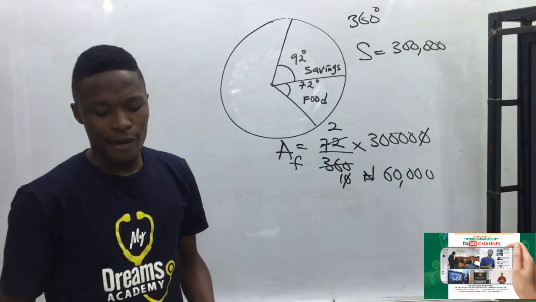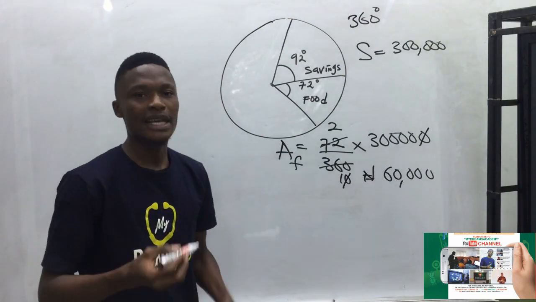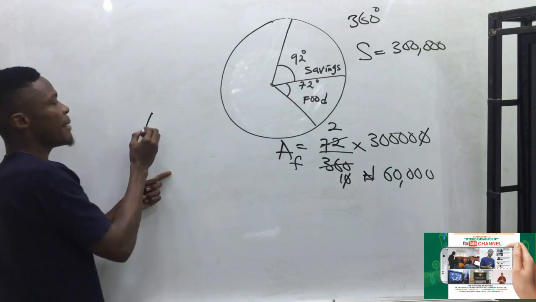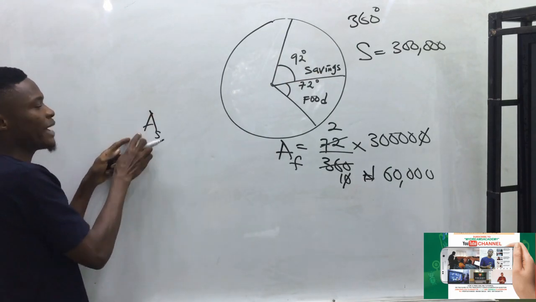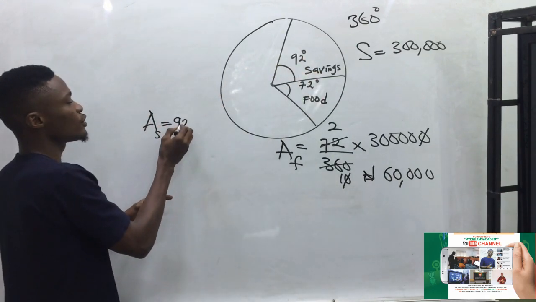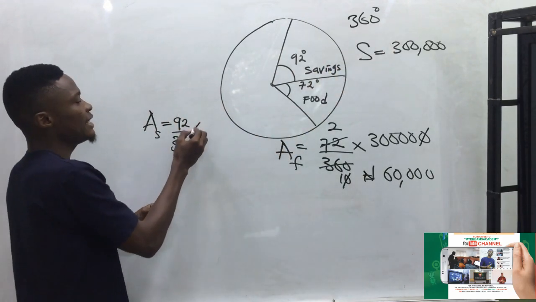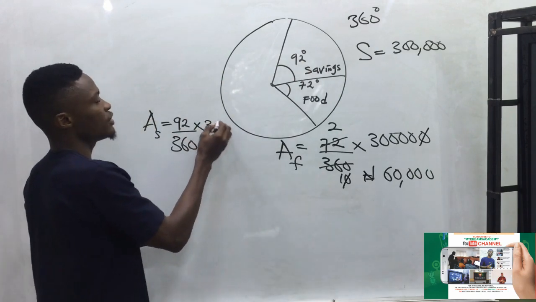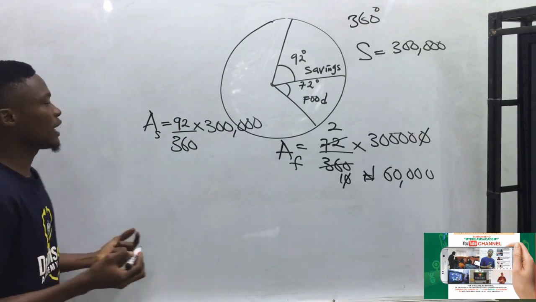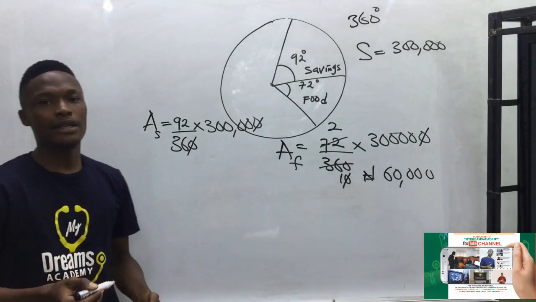Now let's quickly look at the other question. That is number 9. They said, how much is his savings? That means what amount of money did he spend on saving? So the amount spent on saving will be equal to the angle for saving, which is 92, all over the total angle, 360, then times his total salary, which is 300,000. So I multiply that out to get my answer. Of course, 0 cancels 0, and let's get that done in our calculator.